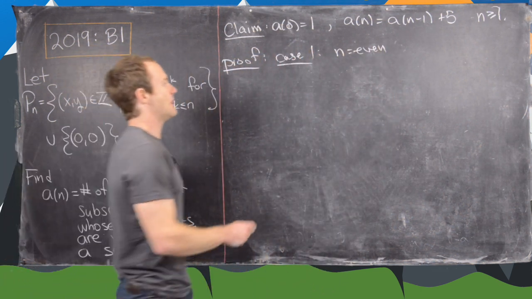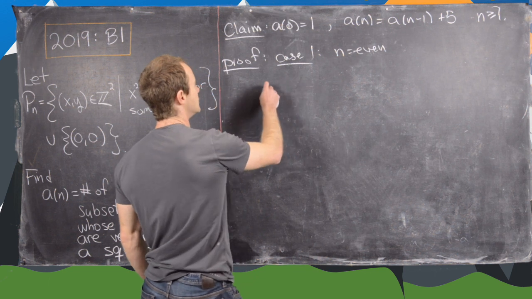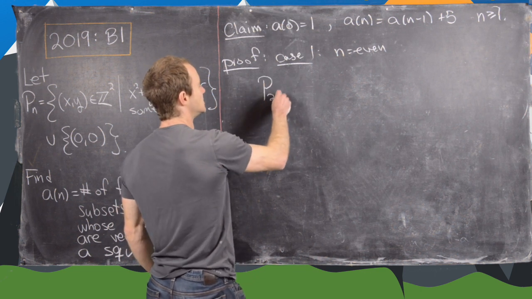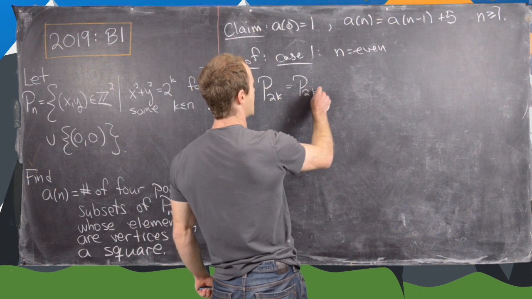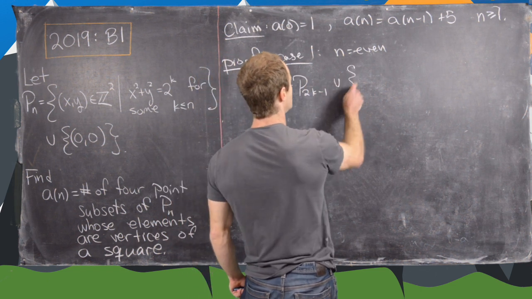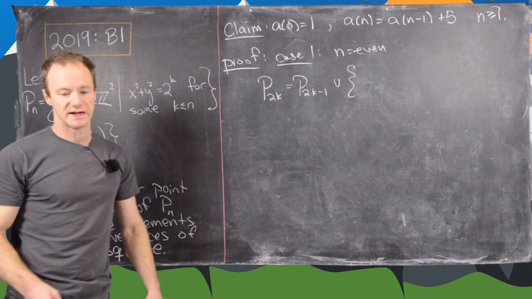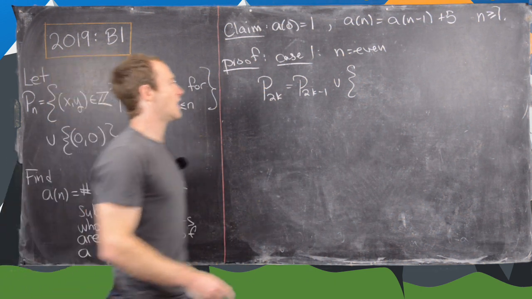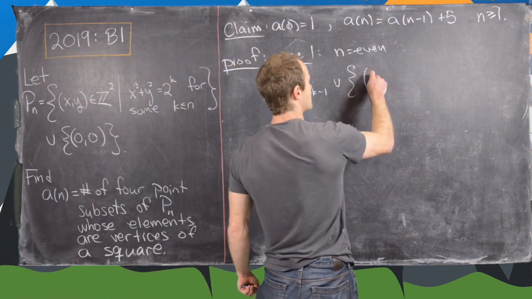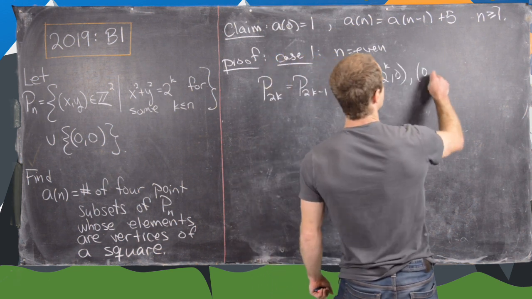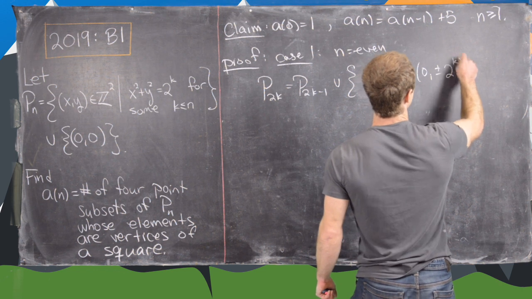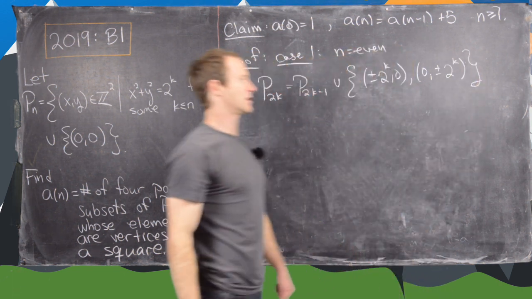Okay, good. And that means what we can do is we can write P2k is equal to P2k minus 1 union some new points. And those new points are plus or minus 2 to the k, 0, comma, 0, plus or minus 2 to the k. Okay, good.